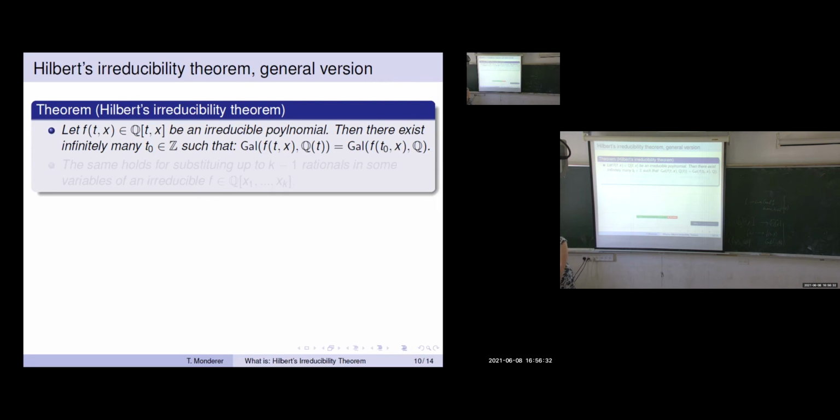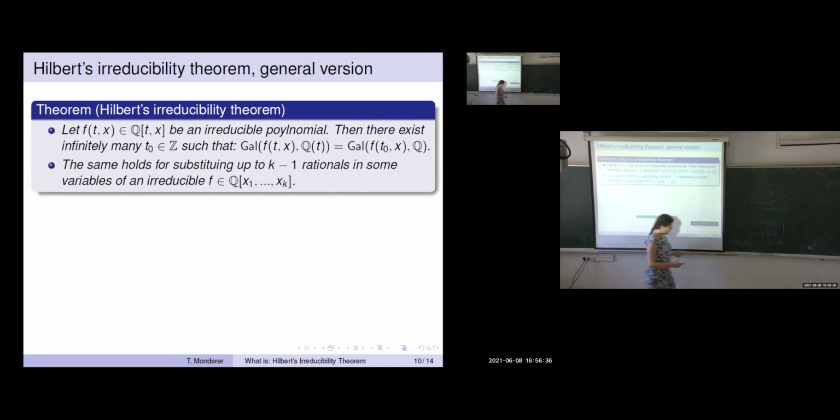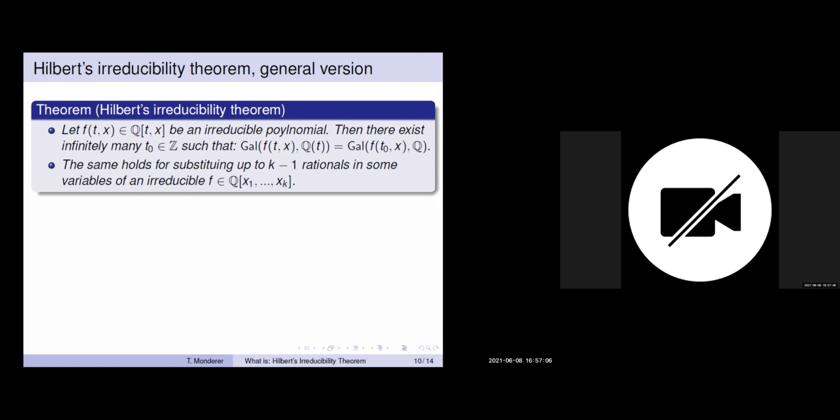And it turns out that we even have a stronger statement. Suppose we have a polynomial in many variables, in k variables. We can substitute up to k minus 1 of them and still get infinitely many substitutions that preserve the Galois group. Okay, so I know you guys are willing to shout in and interrupt, but are there any questions I can assist you with? I have a question.